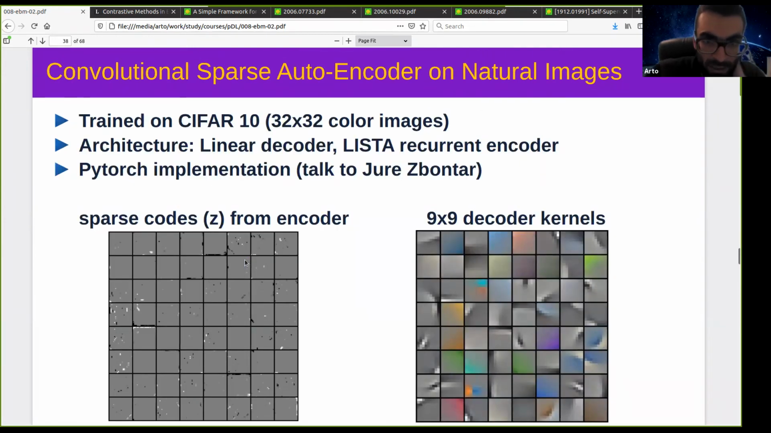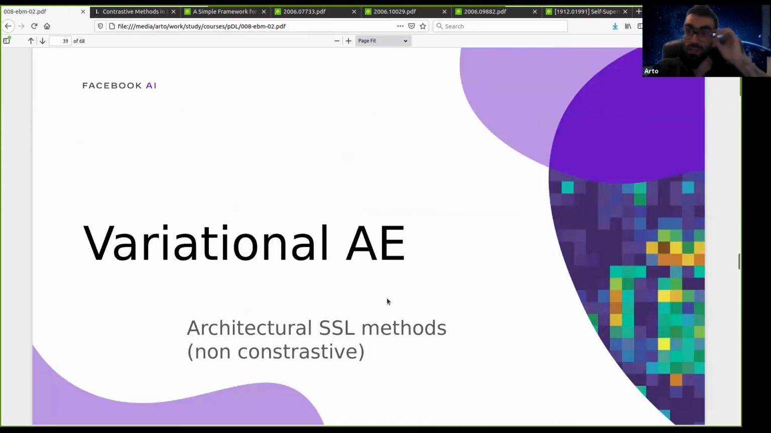Yeah, and here are some examples of sparse codes from the encoder trained on CIFAR10, and the filters learned. You can see here, when you train on CIFAR10, you get a bunch of edge detectors and also some filters which will respond to a particular color, right? Looks like that. All right.